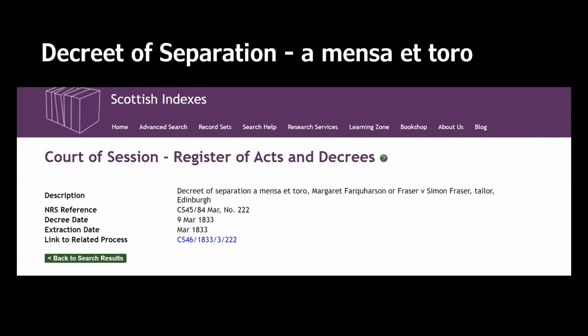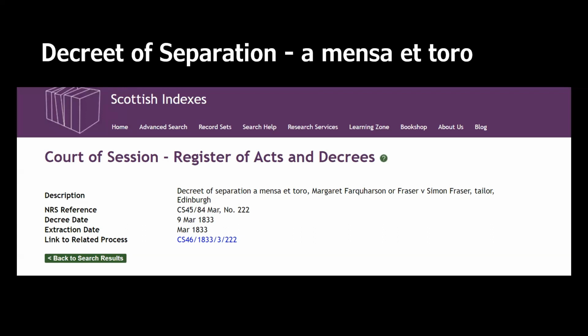Well, our search result tells us more, that this is a decreet of separation, a mensa et toro, Margaret Farquharson or Fraser against Simon Fraser, tailor in Edinburgh. We also have the date of the decree. Now that information should be enough to identify a couple. What is a decreet of separation, a mensa et toro? Well, effectively, this was the court granting a marital separation. Those words literally mean, from Latin, from table and bed. So it's a separation, but not a divorce.